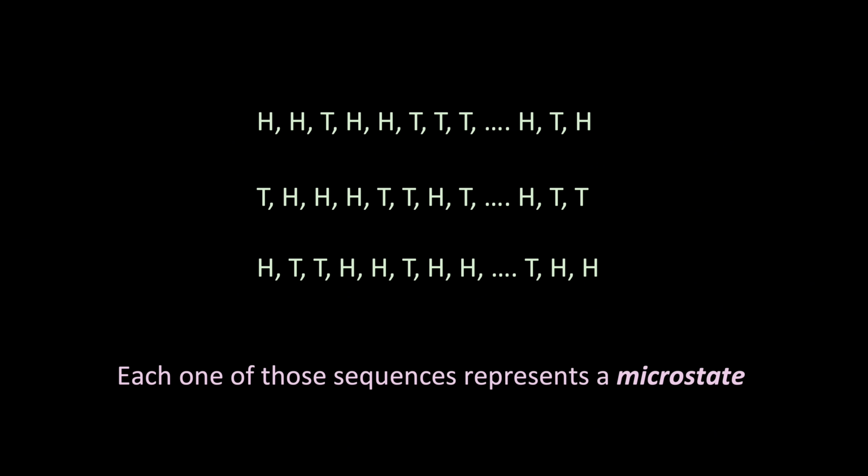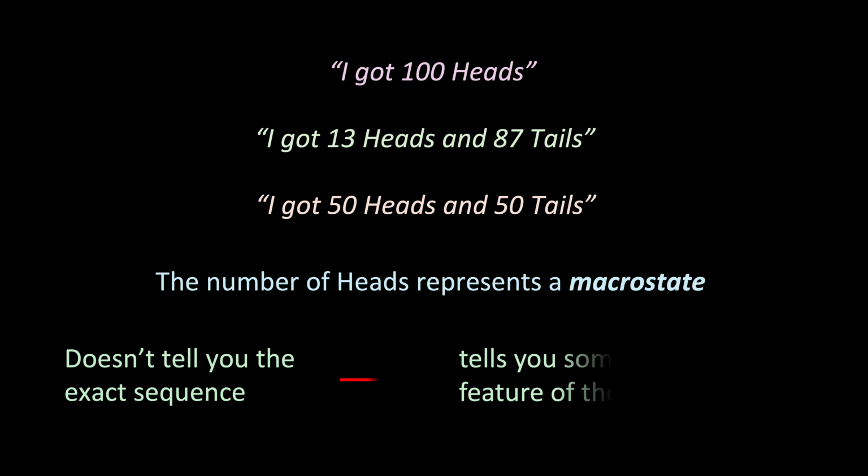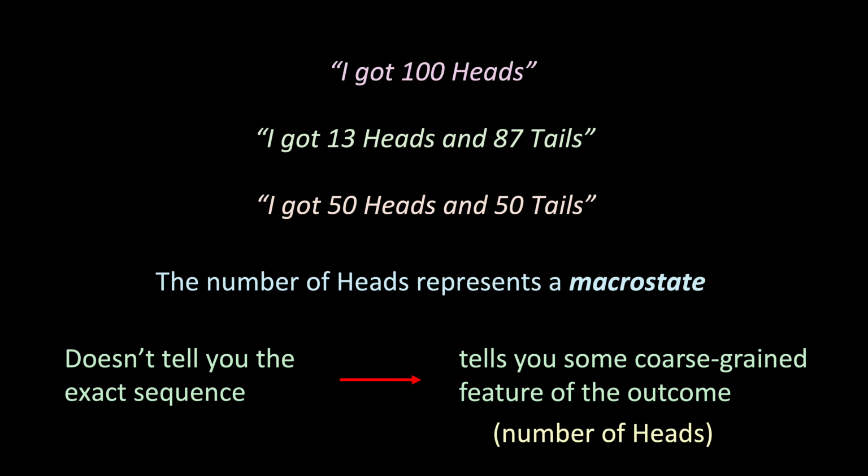Now, each of those detailed sequences is what we call a microstate, a complete microscopic description of what happened. But we can also describe the outcome of 100 throws of the coin in another, more coarse-grained fashion. For example, when you look at the outcome, you might say, I got 100 heads, or I got 13 heads and 87 tails, or I got 50 heads and 50 tails. In this case, the number of heads that you get represents what we call a macrostate. A macrostate doesn't tell you the exact sequence of heads and tails. It only tells you some coarse-grained feature of the outcome, like the number of heads you got.